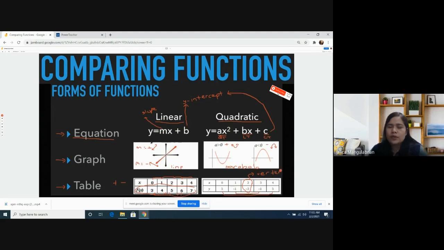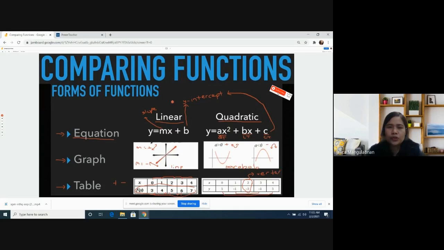So those are the concepts that you need to remember in comparing functions, for us to easily compare functions, whether they are linear versus linear functions, quadratic versus quadratic functions, or linear function versus quadratic functions. Any more questions?